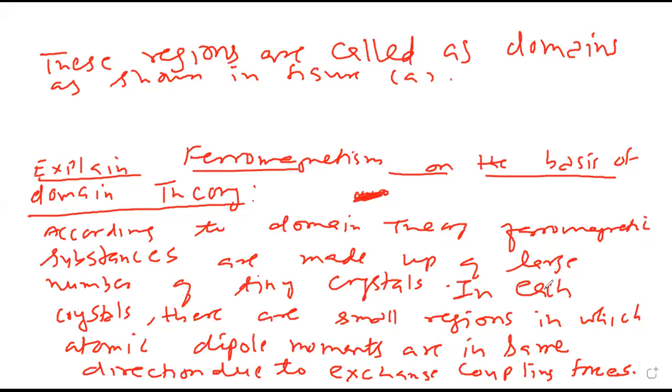So important: in the first one, permeability was less than 1, and susceptibility was small and negative, independent of temperature. In para, permeability is approximately 1. Susceptibility is positive and close to 1, and it is inversely proportional to absolute temperature.